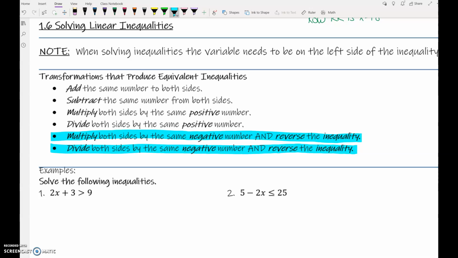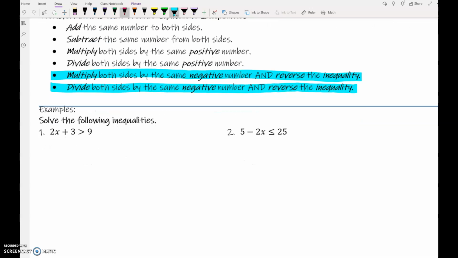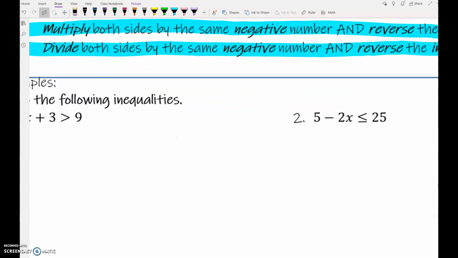The only difference is if we have to multiply or divide both sides by a negative number, it's going to take that inequality symbol and reverse it. It's going to switch the inequality symbol. Otherwise, this is basically exactly the same as solving equations. So let's try this out.